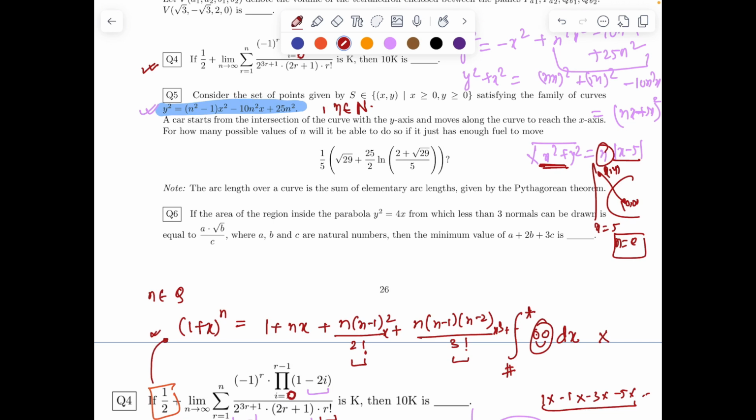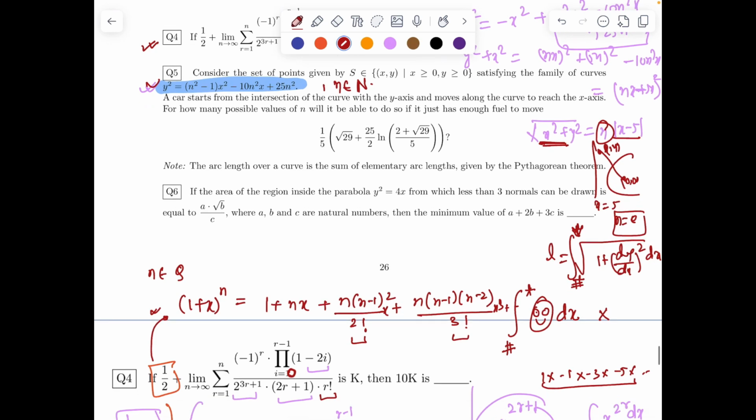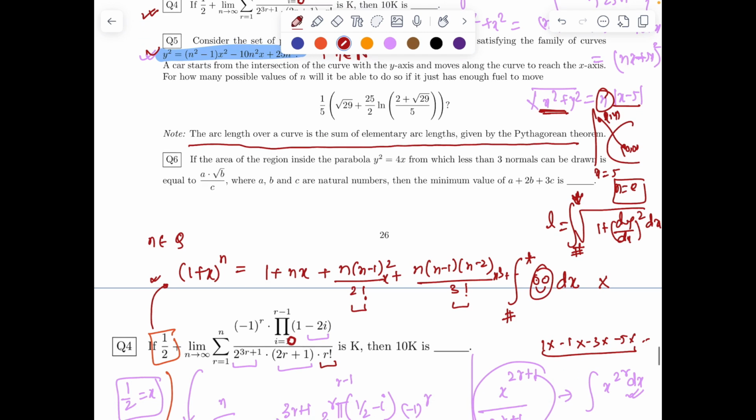So now you can play with the value of n and see how much minimum fuel you need to move along the corresponding path, and the path length of the curve is the integral of the square root of 1 plus dy by dx whole square dx. This is basically you need to integrate from the starting point to the final point, right? So that you can do, and you'll get the answer which I've given in the key. As a hint, we have also given that the arc length over a curve is a sum of elementary arc lengths.